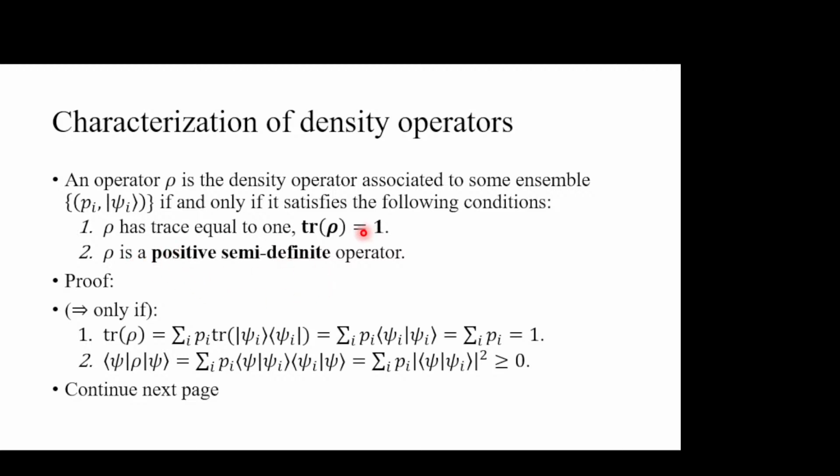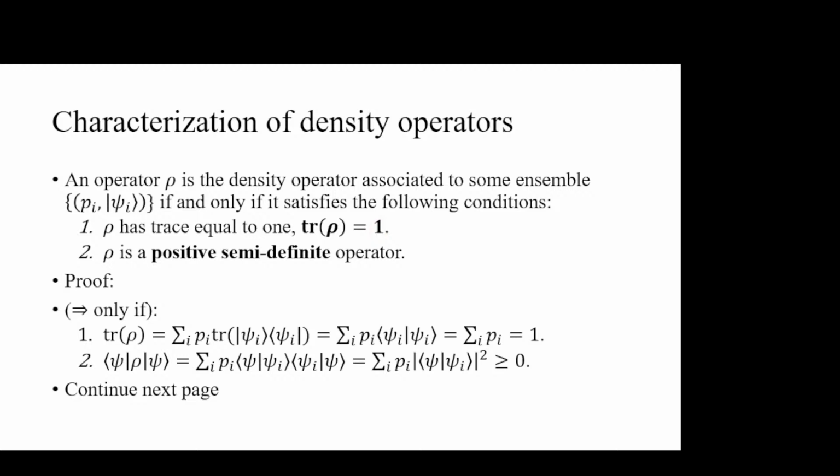Also, this means that all the eigenvalues of rho are positive and real. Semi-positive and real, and this means that all the eigenvalues sum together to 1. Okay, so let's write down what this means in terms of eigenvalues.